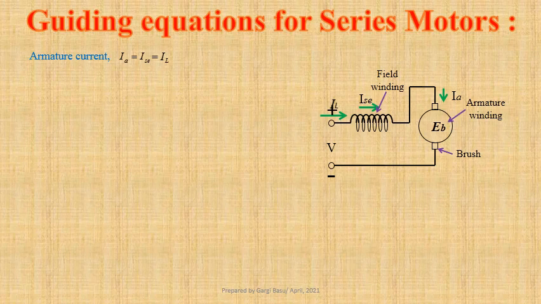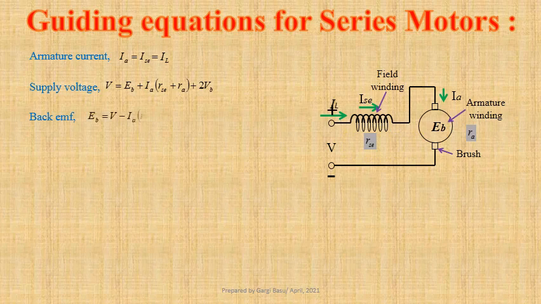Applying Kirchhoff's voltage law, we get supply voltage V equals EB plus IA times (RAC plus RA) plus twice VB, where RAC and RA are the resistances of series field winding and armature winding respectively, and VB is the brush contact voltage drop. Therefore, back EMF EB equals V minus IA times (RAC plus RA) minus twice VB.